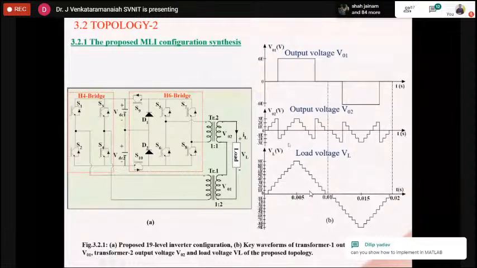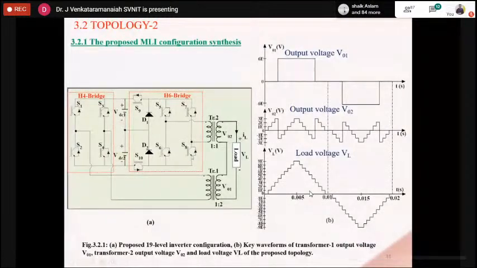When you are operating the converter with selective harmonic elimination or the nearest level control technique, we have to see the switching instances. As I said earlier, this topology is similar to the earlier topology, but with a small modification here.